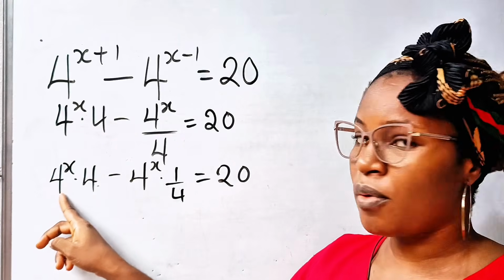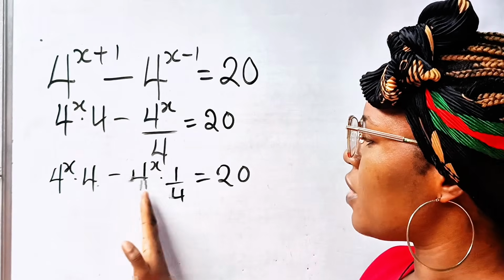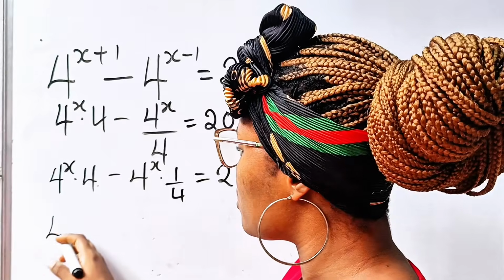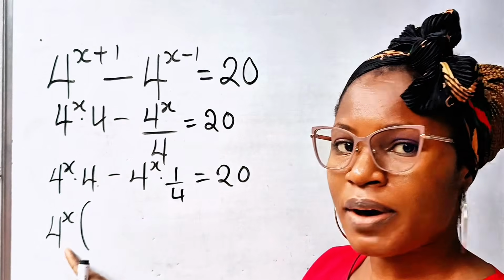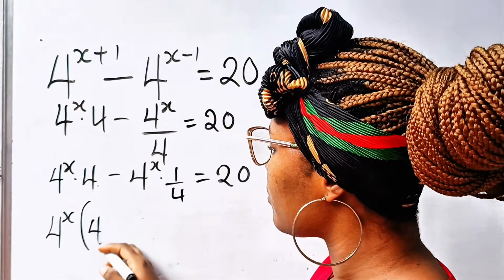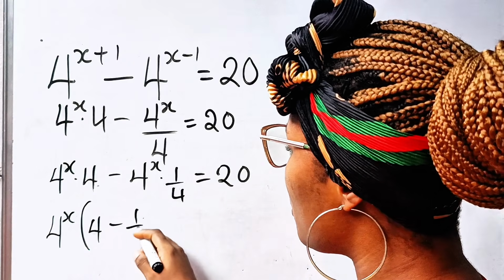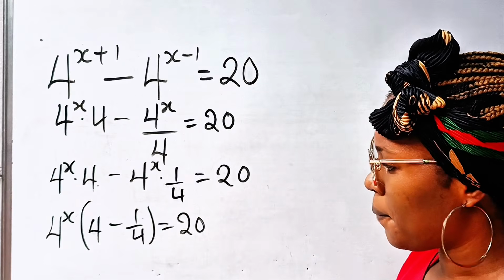Now I have 4 to the power of x here, and I have 4 to the power of x here. I can actually factorize that out. So I will say 4 to the power of x bracket. When this is divided by this, 4 will remain, minus when this is divided by this, 1/4 will remain. And this is equal to 20.